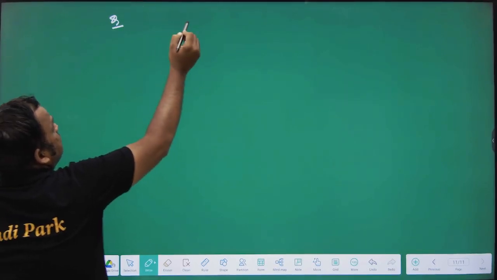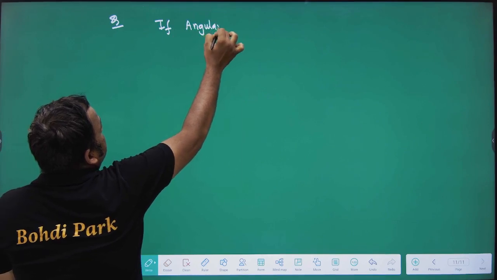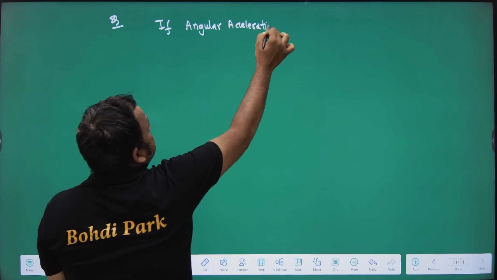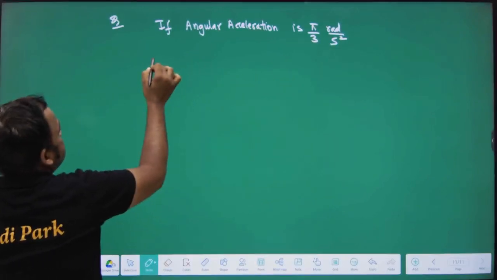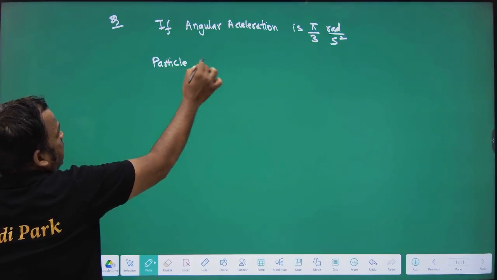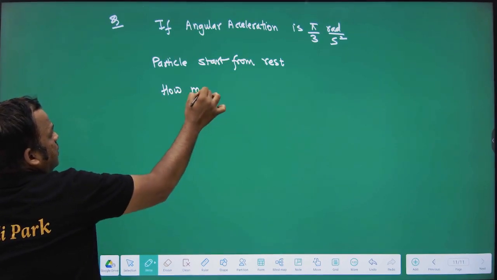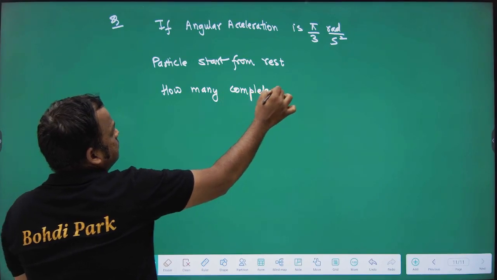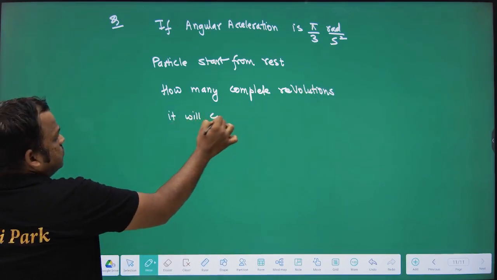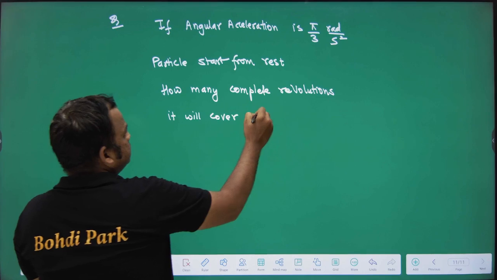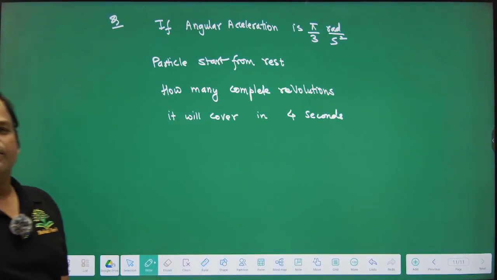Now let's do one question based on the second equation of motion. If angular acceleration is pi by 3 radian per second square, and the particle starts from rest, how many complete revolutions will it cover in 4 seconds?